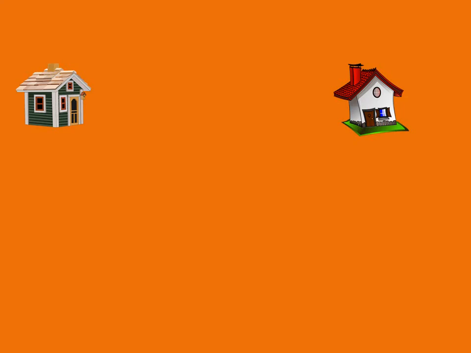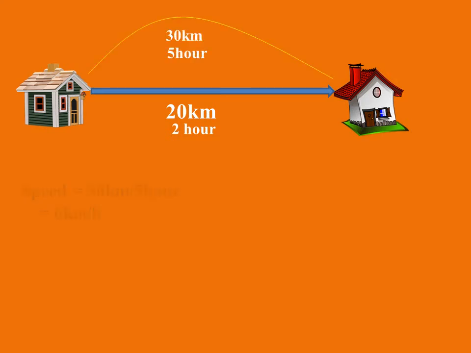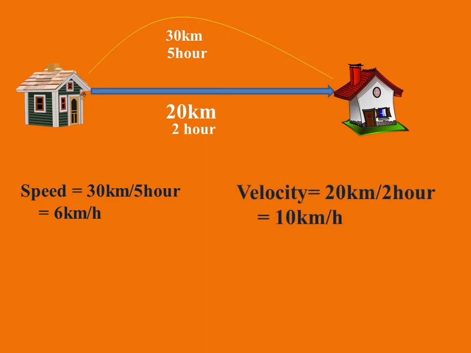Now we consider two houses. Distance between two houses, if a direction is given, is 20 km and a body covers a distance of 20 km in 2 hours. But if direction is not given, then a body covers a distance from house A to house B with a curved path and the distance is 30 km. Body covers this distance in 5 hours.